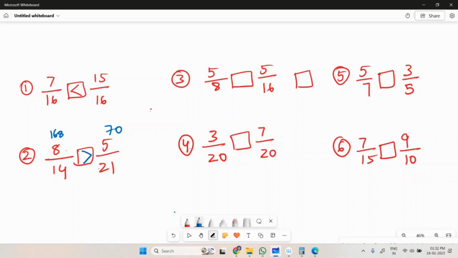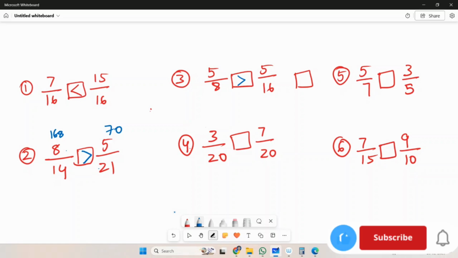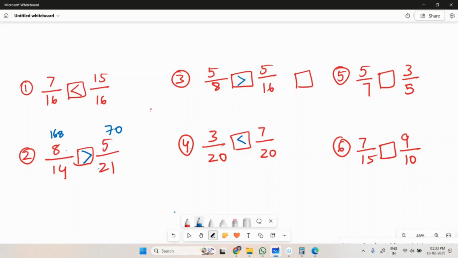5 upon 8, 5 upon 16. Same numerators. We have to look at the lesser denominator. 8 is lesser. So 5 upon 8 is greater. The next question has same denominators. So the bigger numerator is the greater fraction. Different numerators and different denominators. Let's cross multiply. 5 times 5 is 25. 7 times 3 is 21. So 25 is greater. 5 upon 7 is greater than 3 upon 5.